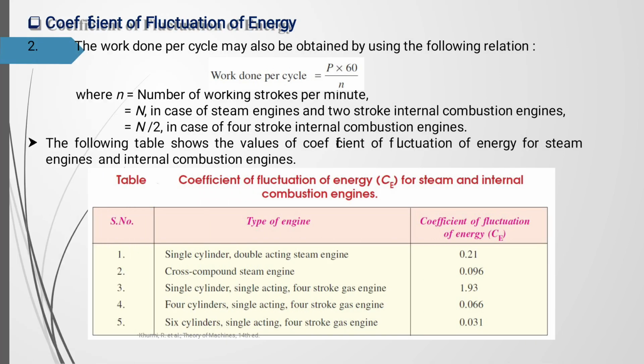Then for the coefficient of fluctuation of energy, again, the work done per cycle. What is the work done per cycle? How much? P into 60 divided by N. Power into 60 divided by N.